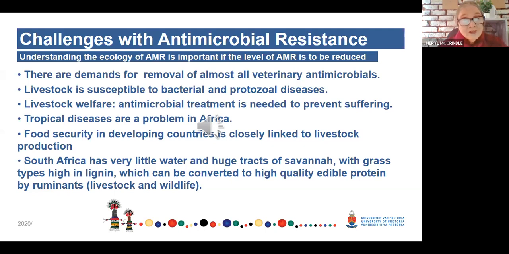We have very little water in South Africa and huge tracts of savanna, and the grass types are high in lignin, which means that these can be only converted to quality edible protein by ruminants who can digest lignin, turn them into protein of animal origin. And this is a prime source for feeding both the rich and the poor in our country. And it can be applied both to ruminants we have in our backyards, livestock, and also to those ruminants that occur as wildlife.